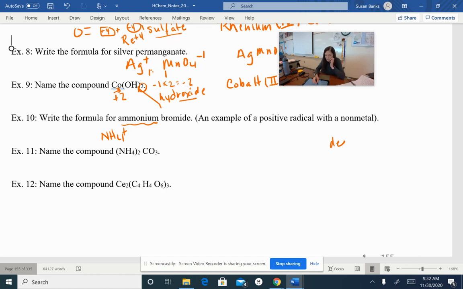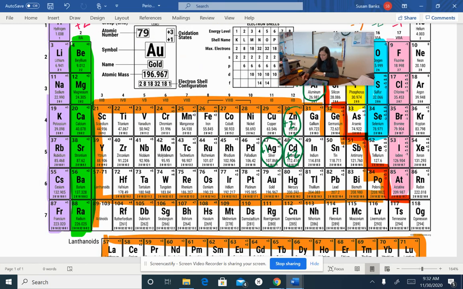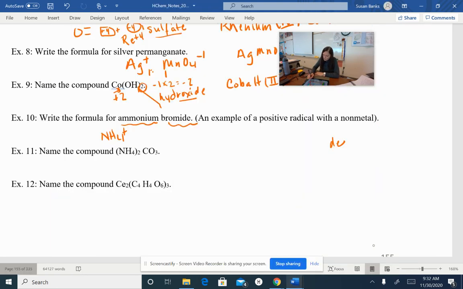All right, and then we have bromide. What does bromide come from? Does it sound like bromine? It is. So let's look at bromine. Bromine is right here. So it is in our negative 1 column. So we've got a positive 1 and a negative 1. What ratio do we need to have them add up to 0? Hopefully you said 1 of each. 1 plus negative 1 equals 0.